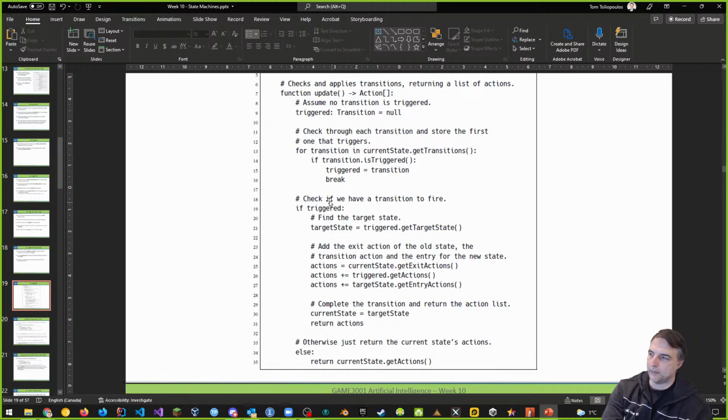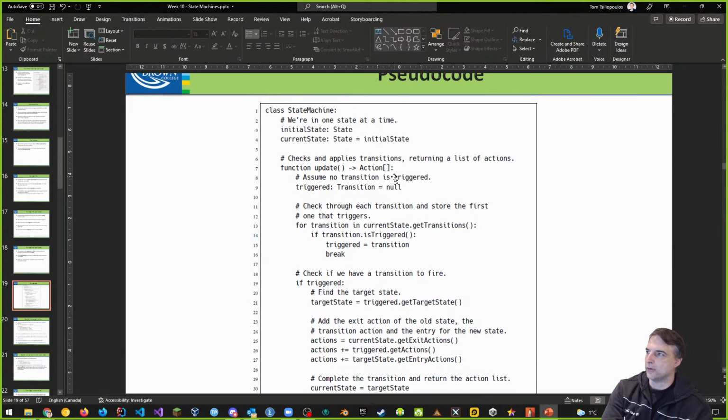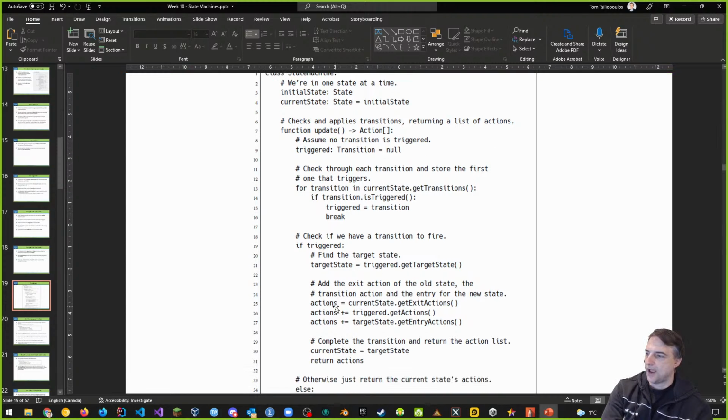So triggered might be a transition that will have a target state that it's going to go to, okay? And then what I do is I start putting together a series of actions that I'm going to return out of the update function. So the update function is going to return a series of actions, or an array of actions. I'm going to start off with the current state, whatever I am. I may have some exit actions, whatever those exit actions are.